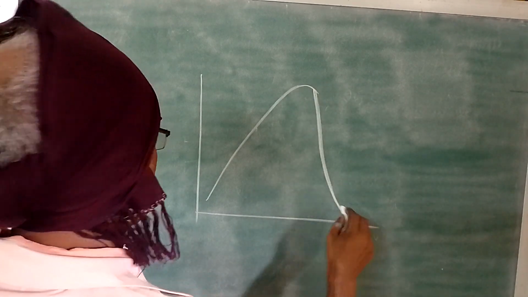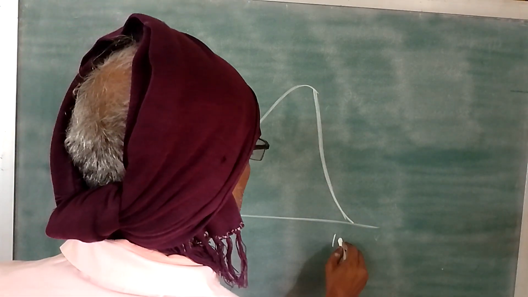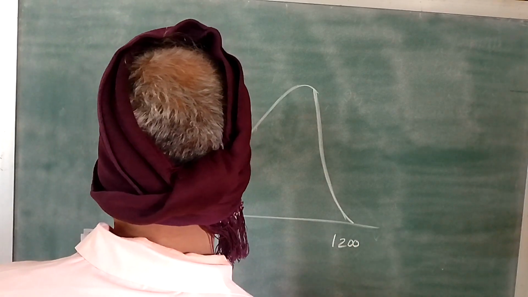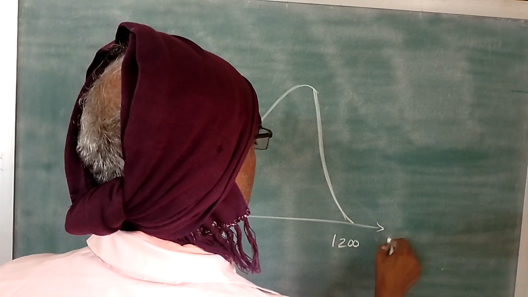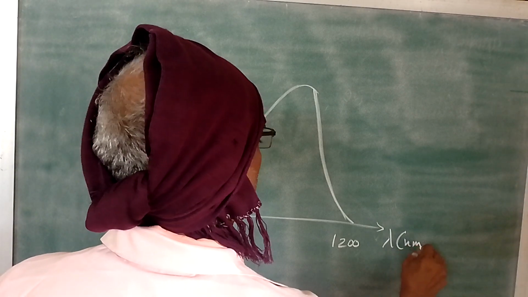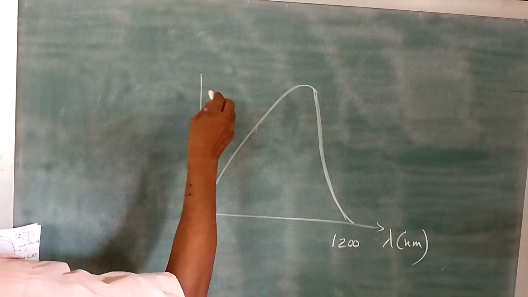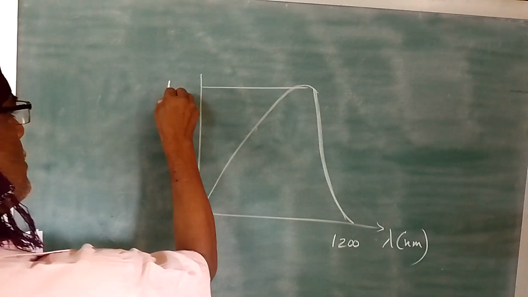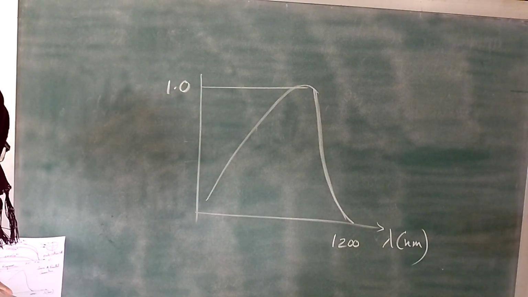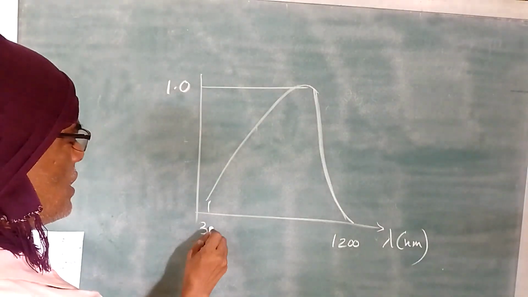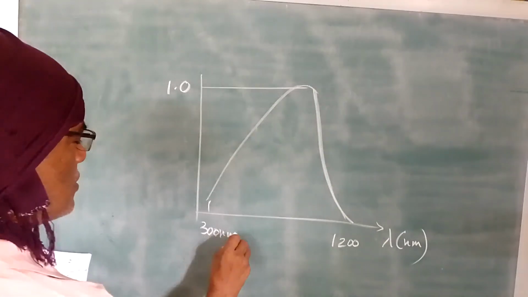Okay. It comes from this. This is 1200 nanometer, lambda in nanometer. And this is the peak response. I am taking it as 1, that is 100%. And this end is 300 nanometer.